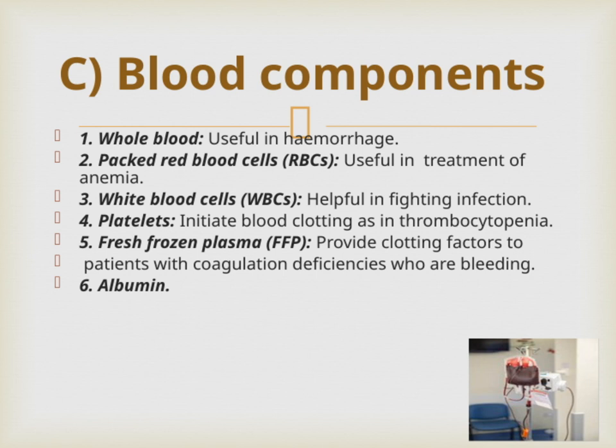Then we have fresh frozen plasma, or FFP, which provides clotting factors. This is especially important for patients with coagulation deficiencies who are bleeding or at risk of bleeding. Lastly, albumin is a plasma protein that helps maintain blood volume and pressure, and it can also be used in various clinical situations to restore plasma volume. Understanding these components highlights how diverse and specialized blood products are, each tailored to address specific clinical needs, reinforcing the importance of targeted transfusion therapy in medical practice.